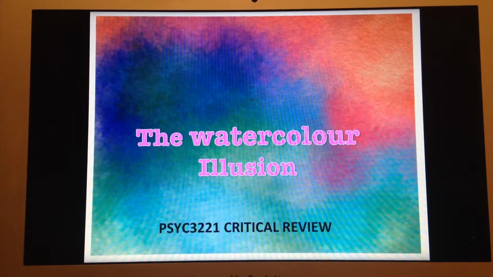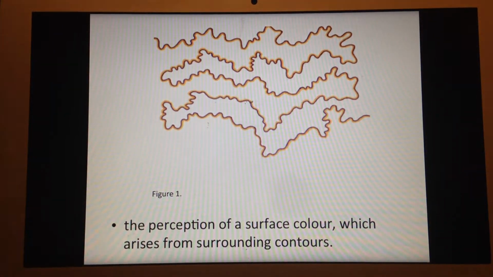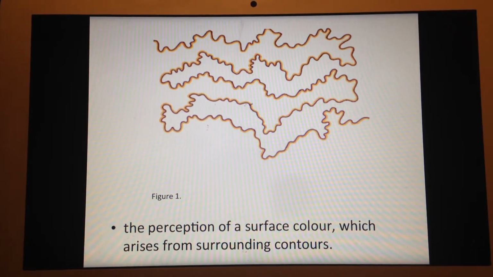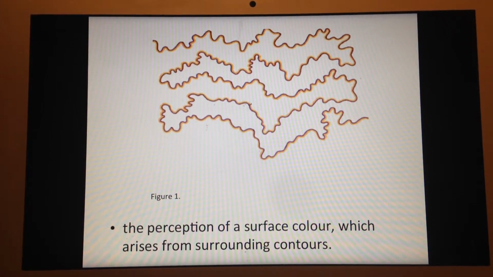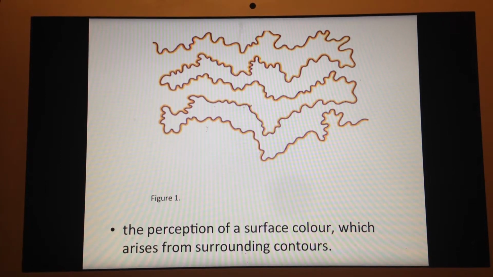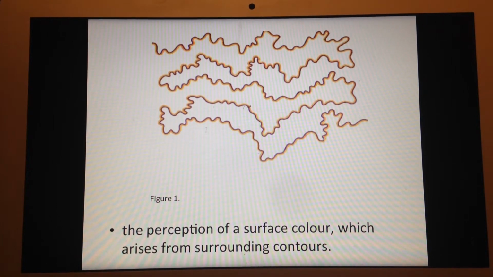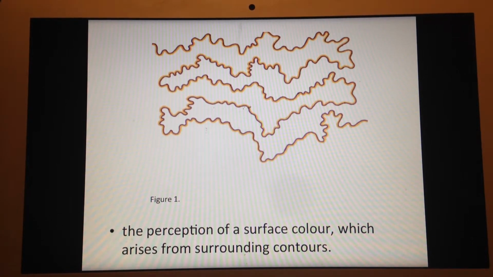The watercolour illusion. The watercolour illusion is a visual phenomenon characterized by the perception of a surface colour which arises from the boundary contours. The illusion occurs within an area enclosed by a light chromatic contour which is surrounded by a darker chromatic contour. Figure 1 is a demonstration of the watercolour illusion.